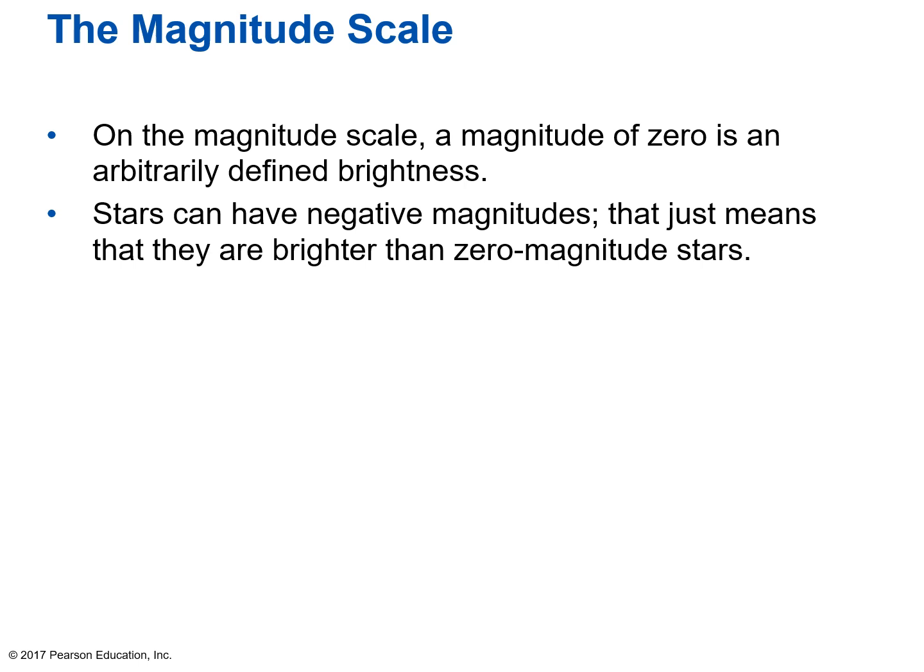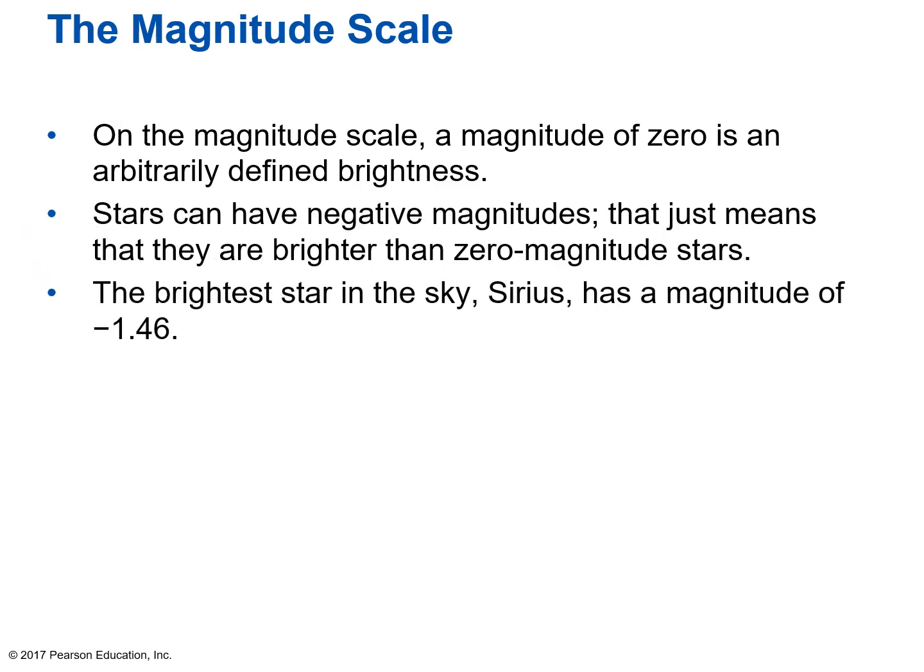On the magnitude scale, a magnitude of 0 is an arbitrarily defined brightness. So 0 magnitude does not mean 0 brightness. In fact, a 0 magnitude star would be a very bright star. Stars can have negative magnitudes, and that has nothing to do with negative brightness. It just means that they are brighter than 0 magnitude stars. For example, the brightest star in the sky, other than the sun, is Sirius, the dog star. It has a magnitude of negative 1.46.